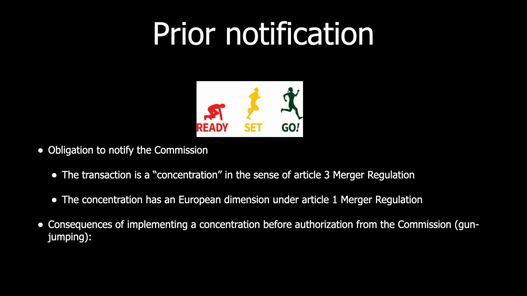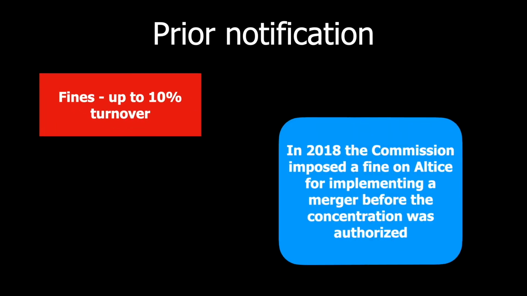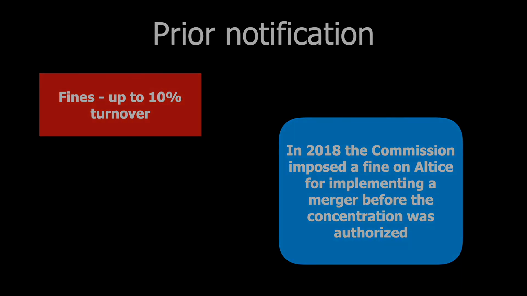So if the transaction is a concentration and it has a European dimension, it has to be notified to the Commission. Now, the consequences of implementing a concentration before authorization from the Commission, so-called gun jumping, are fines up to 10% of turnover. And in 2018, the Commission imposed a fine on Altice for implementing a merger before the concentration was authorized. And this is just an example of the many cases of gun jumping that may occur.